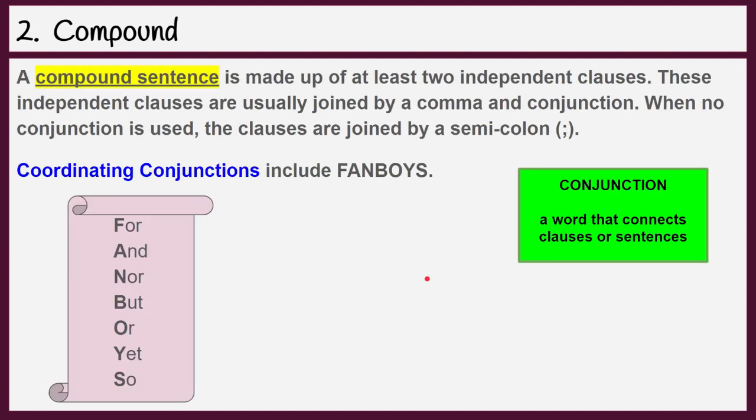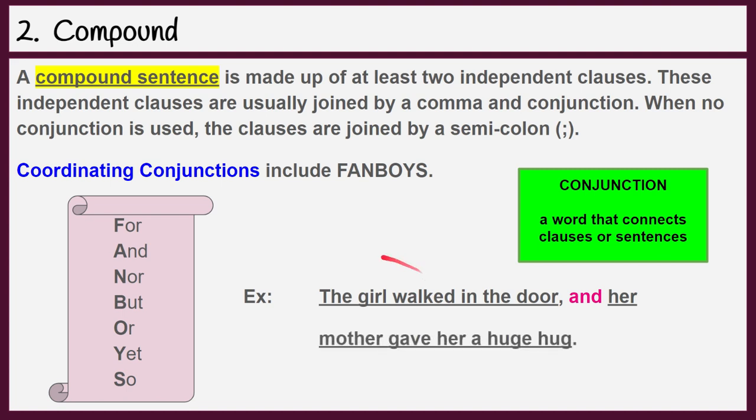Compound sentences. I'm just going to put everything up on the screen. Here we go. So, a compound sentence is made up of two independent clauses. These independent clauses are joined by a comma and a FANBOYS conjunction. When there is no conjunction being used, there better not be a comma in between the two. Instead, it should be joined with a semicolon.